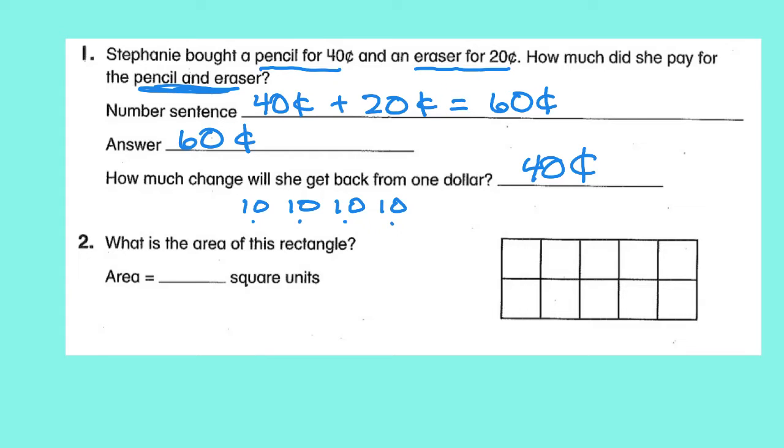Number 2, what is the area of this rectangle? All right, so remember the area, we count how many rows or groups, 2, and then we count how many in each row, 1, 2, 3, 4, 5. And so the number sentence would be 2 groups of 5 equals how many? Get ready? 10. So the area equals 10 square units.